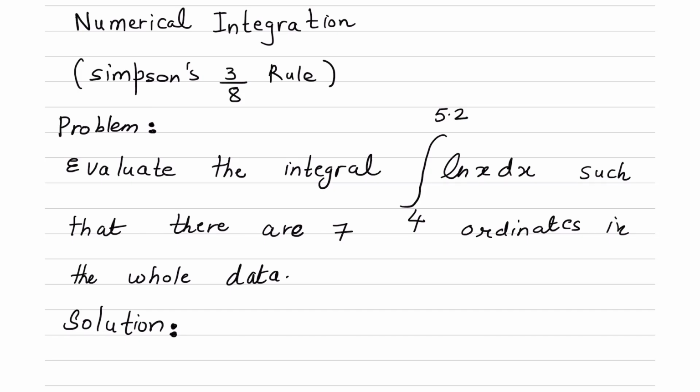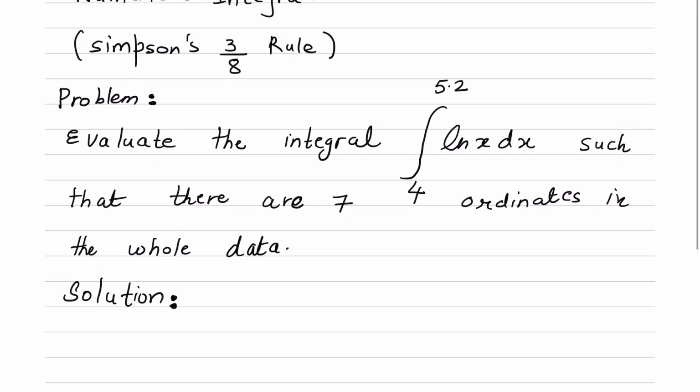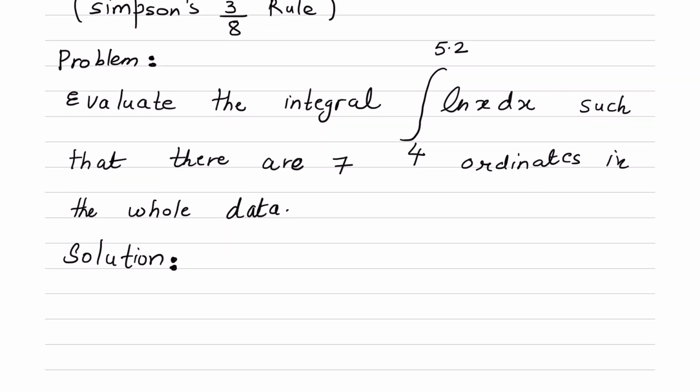In this video, we are going to talk about numerical integration, and we have a problem that we have to evaluate this integral ln x dx, where the lower limit of integral is 4 and the upper limit of integral is 5.2, such that there are 7 ordinates in the whole data. So we are using numerical integration to solve this integral. Let's extract the information that we have got.